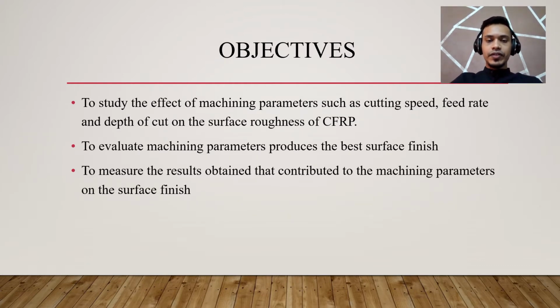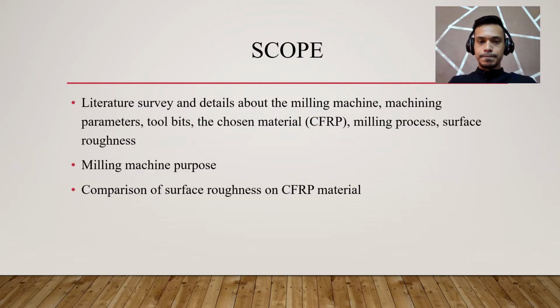As for the objectives of this study, there are three. Number one, to study the effect of machining parameters such as cutting speed, feed rate, and depth of cut on the surface roughness of CFRP. Number two, to evaluate machining parameters to produce the best surface finish. And finally, to measure the result obtained that the machining parameters contribute to the surface finish.